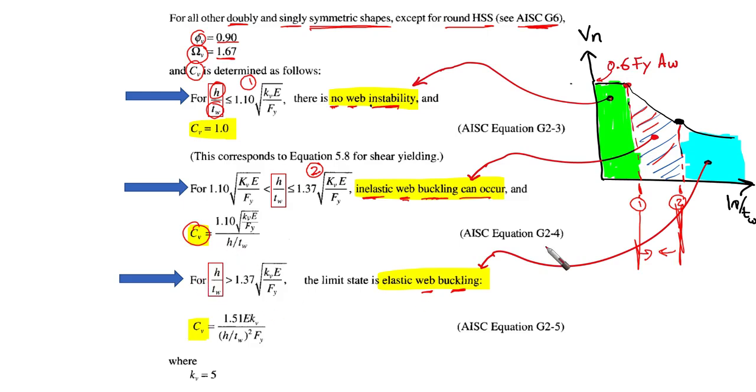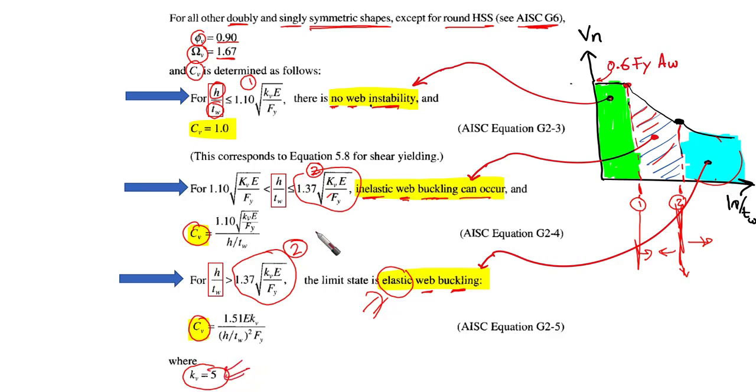The third case, without thinking too much: if we are exceeding limit 2, which is this limit here, H over T web larger than this limit, then the limit state is elastic web buckling. We are in this cyan part, that is elastic web buckling. And CV in this case is going to be 1.51 E kV over H over T web to the power 2 times F yield. We're going to find kV taken as 5.